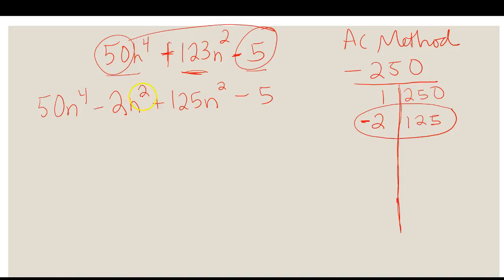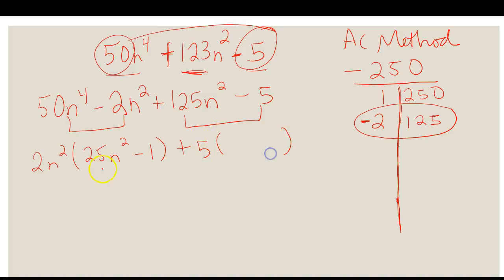So if I don't have n squared on here, it's not going to add up to 123n squared. Then you're going to group. So 2n squared can be taken out. We have 25n squared minus 1 plus, you take 5 out. And what you want is you want this to also apply over here. And so it does. So 5 times 25n squared will give you the 125n squared. And the negative 1 will give you that negative 5 here.